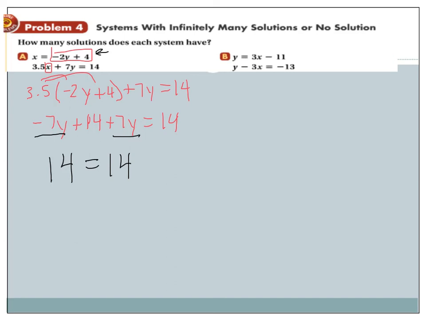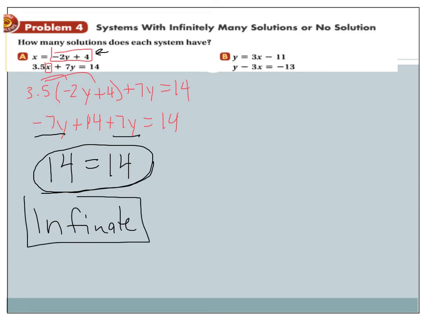So then what you want to do is look at the answer that you simplified down to. And if it's true, so 14 does equal 14, then my answer would be infinite solutions. So this would be my final answer, infinite solutions. Now if I look at my second problem, I'm going to do the same thing. This already has y equals by itself. So I'm going to plug that into my y. So I'm going to have 3x minus 11, that's what y is equal to, minus 3x is equal to negative 13.